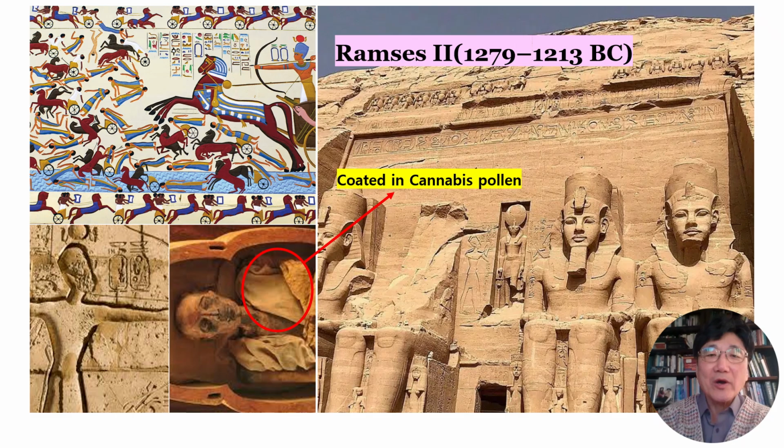Ramses II was one of the most powerful pharaohs in ancient Egyptian history. He is known for an extraordinary number of temples and statues. His mummy was discovered in 1881, and scientists examined it. They found that the linen wrappings used on his mummy were coated in cannabis pollen, proving that the cannabis plant existed in Egypt at the time of his death.